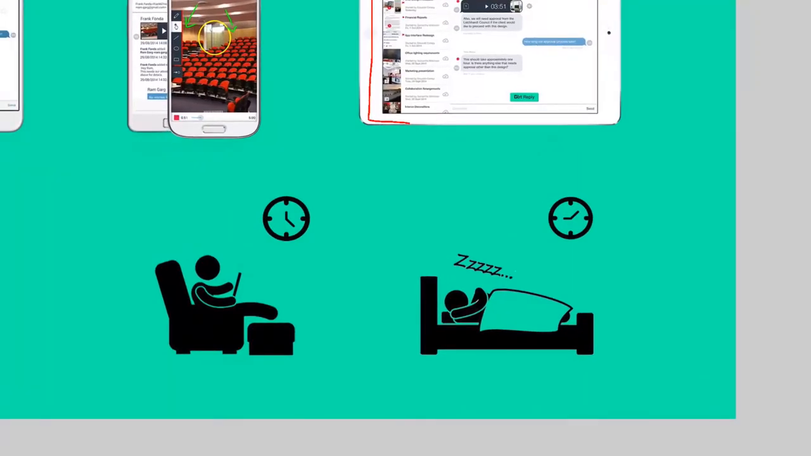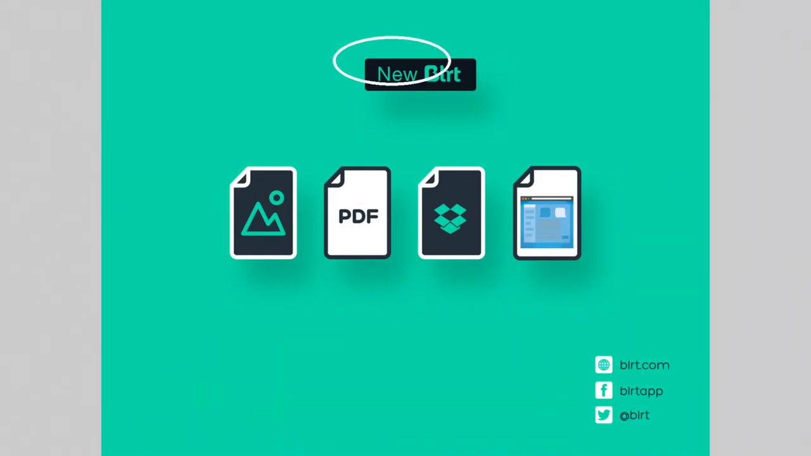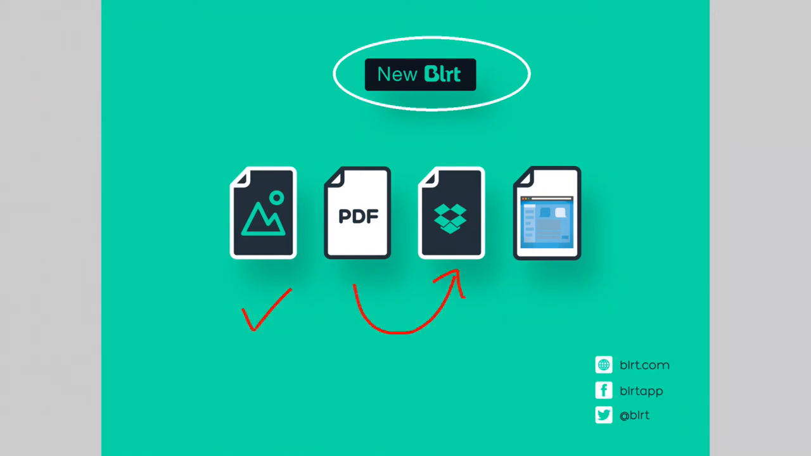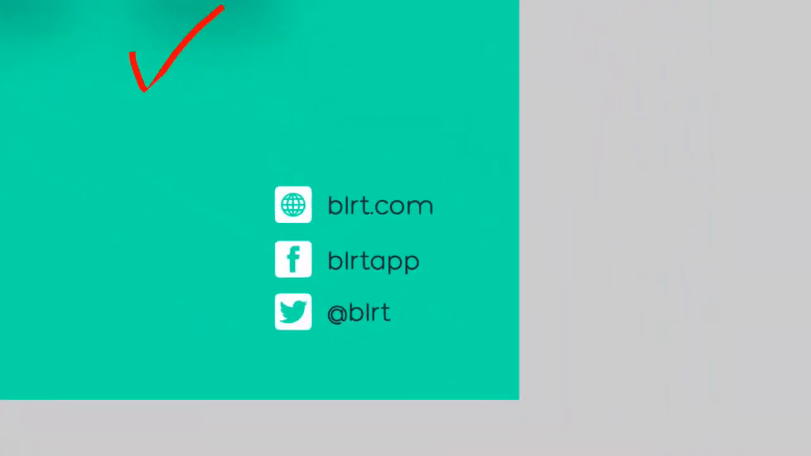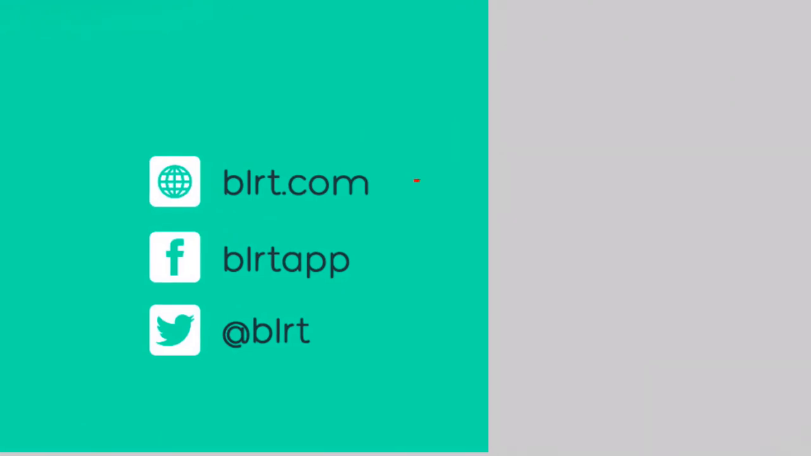People can view Blrts and respond in their own time, whether they're in the next room or a different time zone. So go on, head back to the inbox and make your first Blrt now. Take a photo with your camera, get a file from Dropbox, or capture a website. Then start talking, zooming, pointing, and drawing, and send your Blrt to any email address.